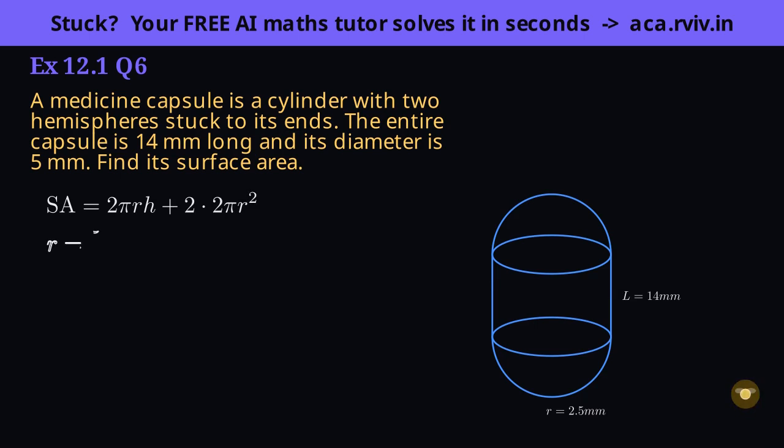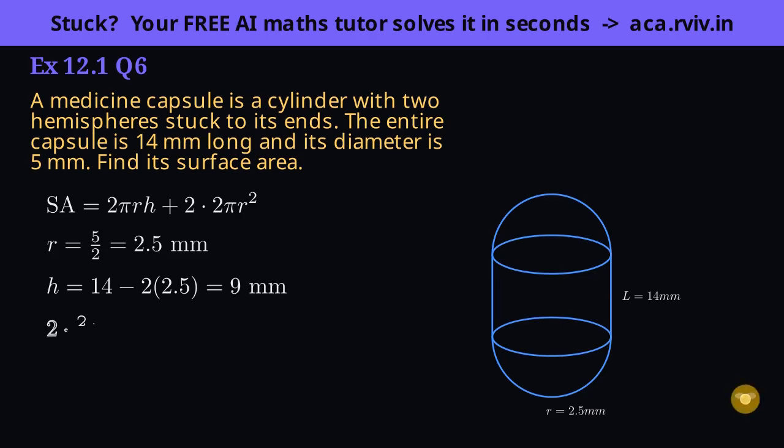The diameter is 5, so the shared radius of tube and caps is 2.5. The 14 mm length runs cap tip to cap tip. Each cap adds one radius of length beyond the tube, so the two caps eat 2 radii. 2 times 2.5, that's 5, leaving the cylinder's own length as 9.